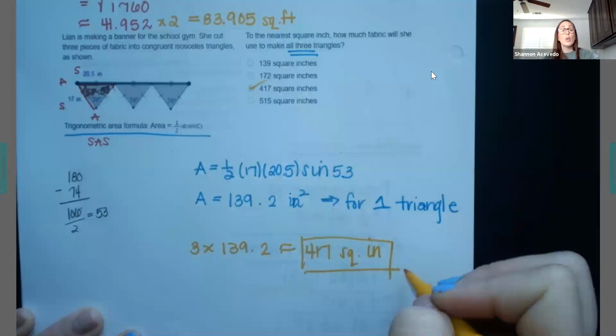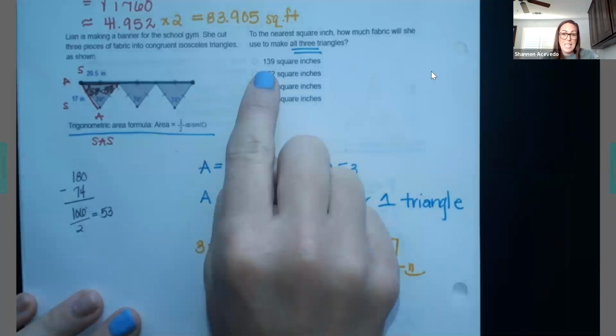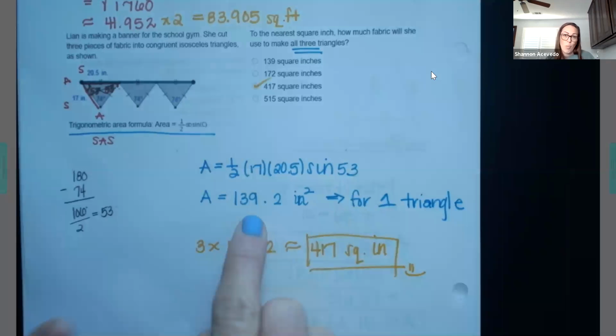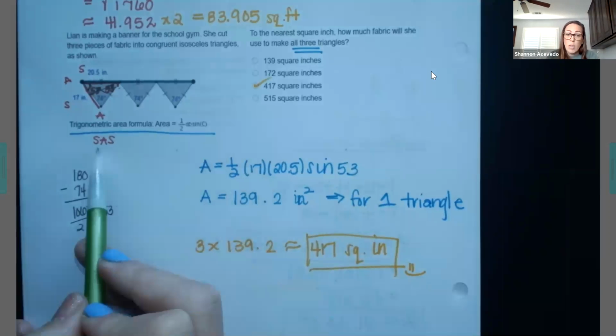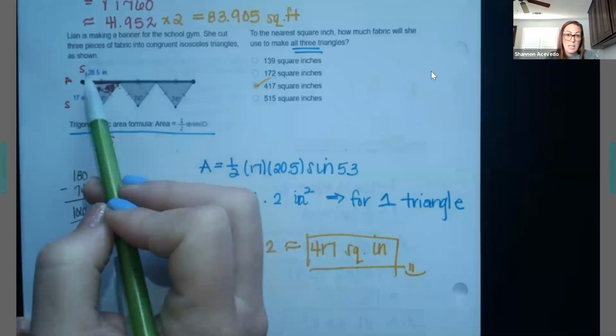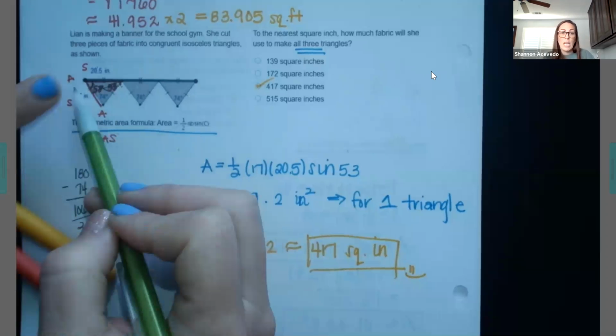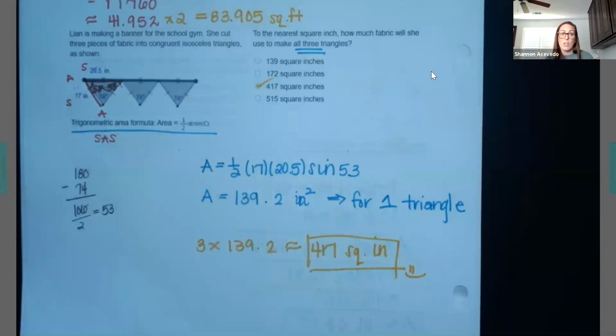So make sure you're reading the question all the way. You don't want to accidentally mark the 139 because you got this answer here, but it didn't ask just for one, it wanted all three. So again, take your time, make sure you know what you're looking for, and your biggest mistakes are going to be on your SAS triangle. You notice that we had 2 of them where they gave you an SSA triangle, where they didn't give you the measure of that included angle. You had to figure it out yourself. So be careful about that. Watch out for that one.